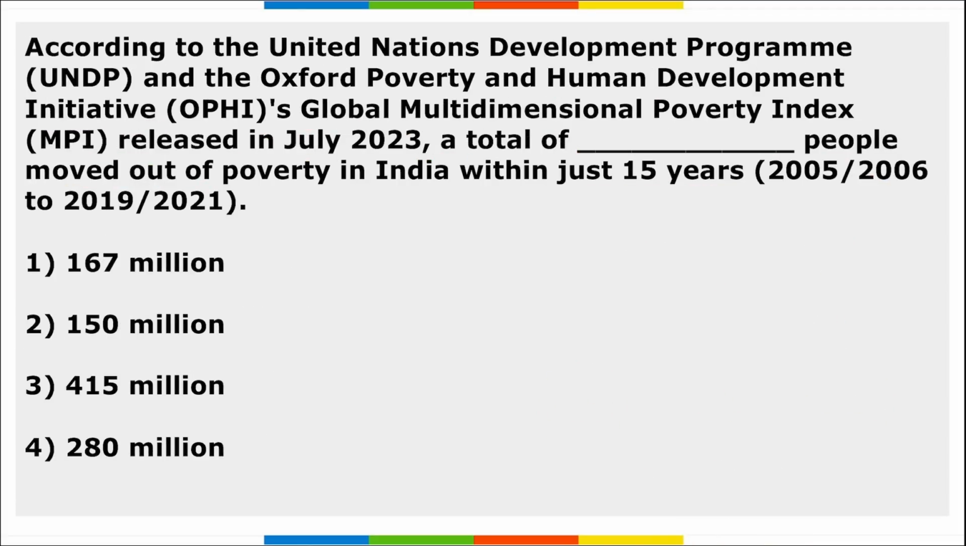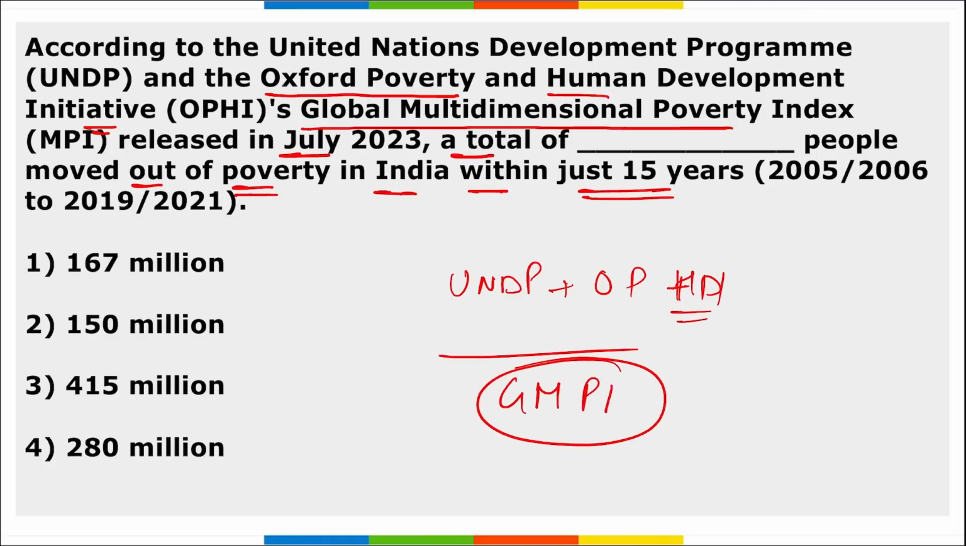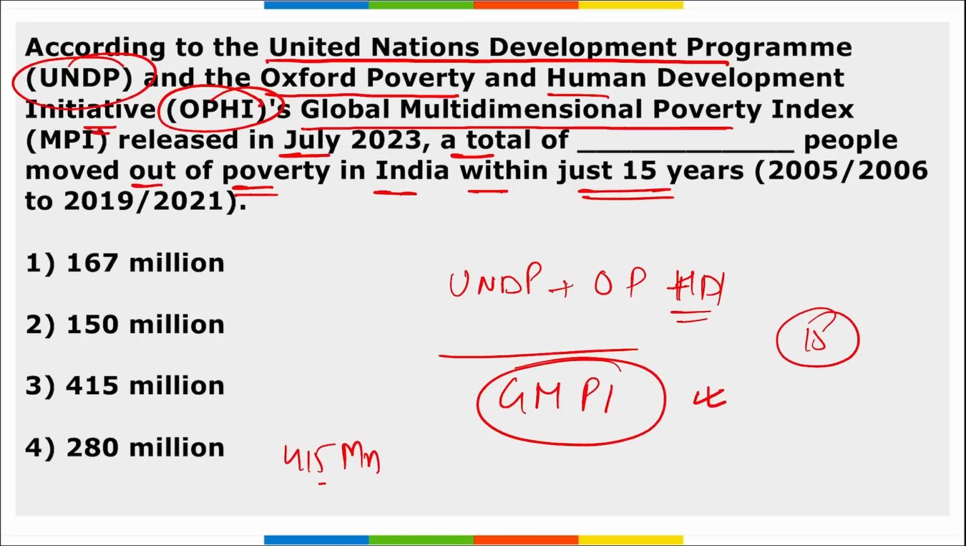Next, according to United Nations Development Programme and Oxford Poverty and Human Development Initiative, Global Multidimensional Poverty Index released in July, a total of dash people moved out of poverty in India within just 15 years. So remember, according to this UNDP and Oxford Poverty Human Development Initiative, they released this Global Multidimensional Poverty Index. Correct? I repeat, don't get confused. It is UNDP and OPHI, that is Oxford Poverty and Human Development Initiative. They have launched this Global Multidimensional Poverty Index, and in this report it was released that in just 15 years, India has seen a reduction in poverty of more than 415 million people. Correct?